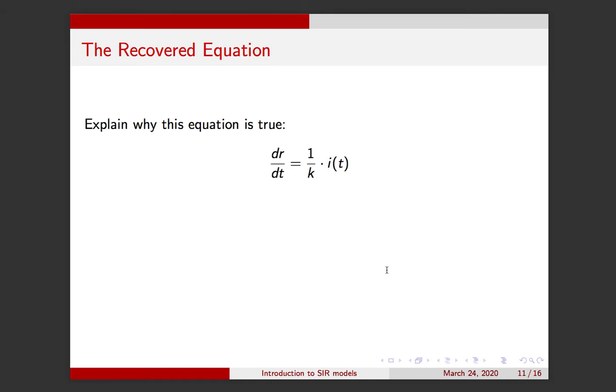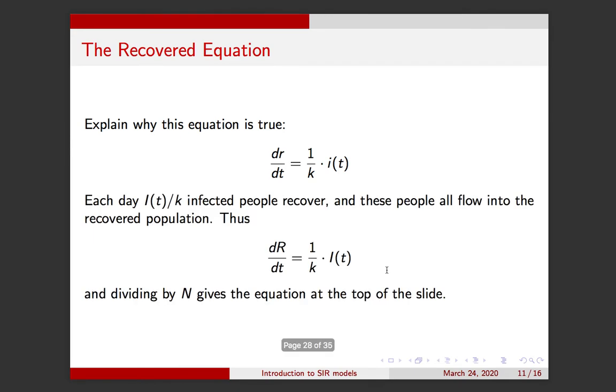On a given day, how many people are being recovered, right? How many people are recovering on a given day? Well, we already said, on a given day, this many people recover, right? 1 over K's worth of the infected population recovers. So on a given day, this many people flow into the recovered population. So again, if K is 4, that was our example, then 1/4 of the sick population becomes well on a given day. So there's just flow, straight from I into R. Well, if this is true, you can again divide by capital N to get the percentages.